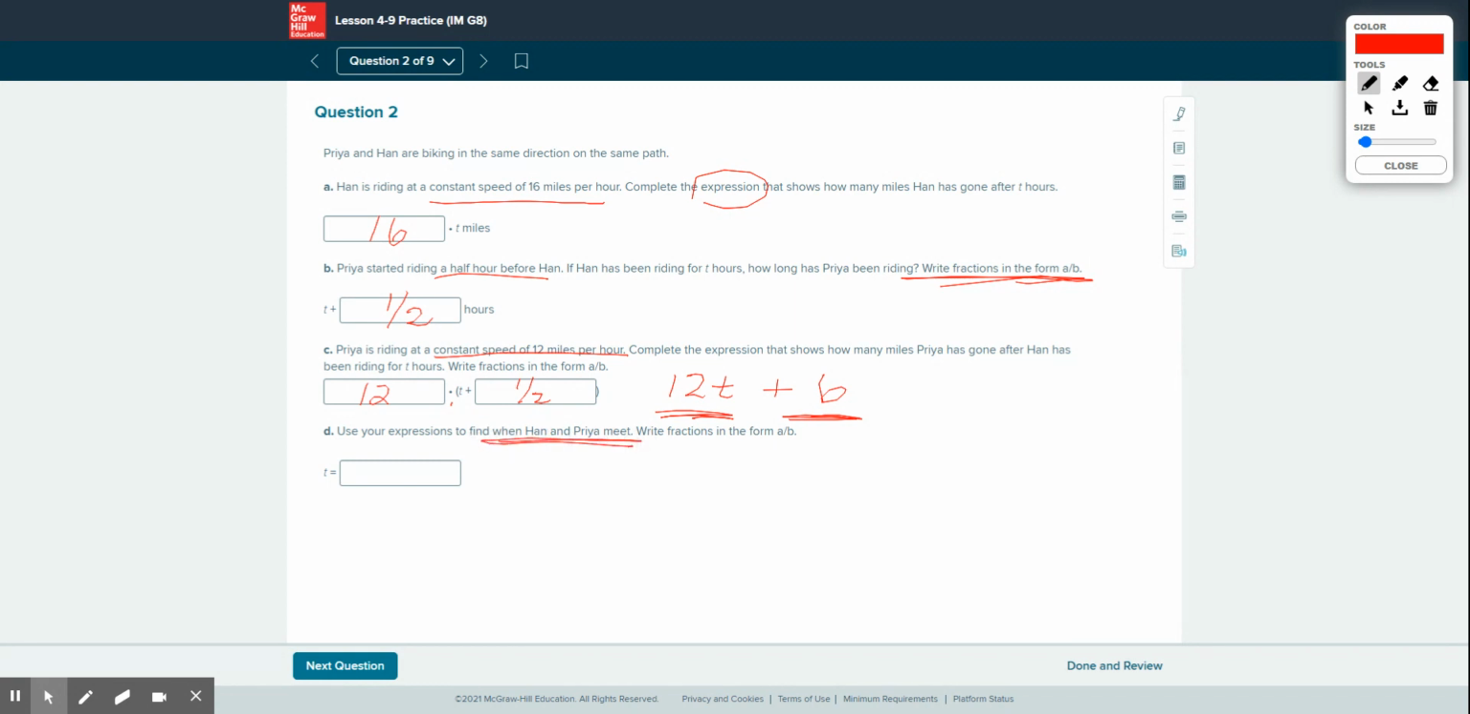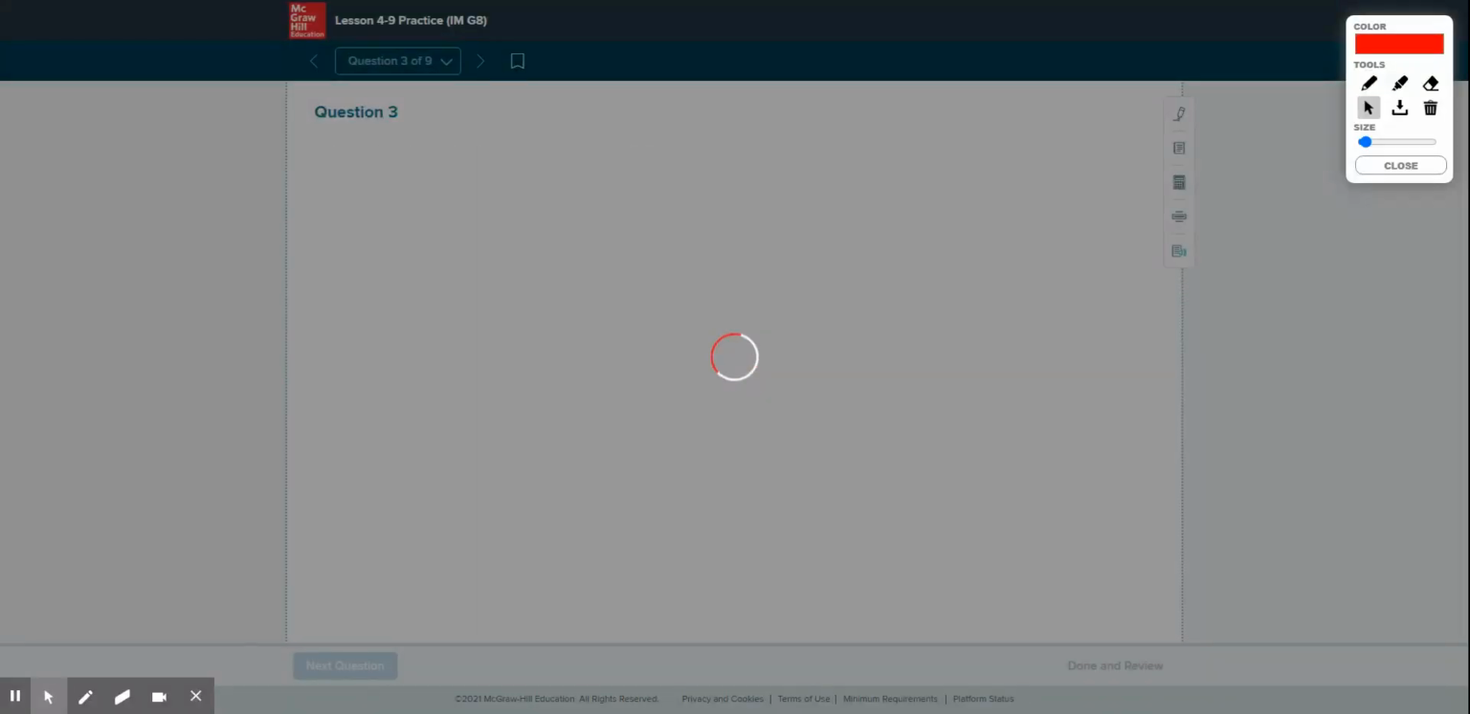Write a fraction in the form of A over B. I want you to take some time to think about this one, give it a roll based on what I have. I'm going to give you a lot of help on these, but I'm not going to give you everything. So take that last one.